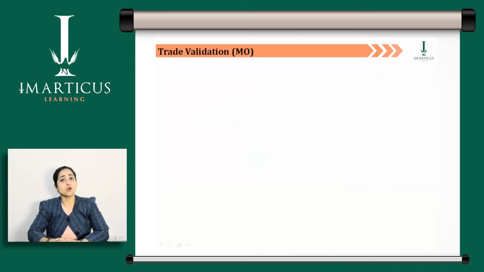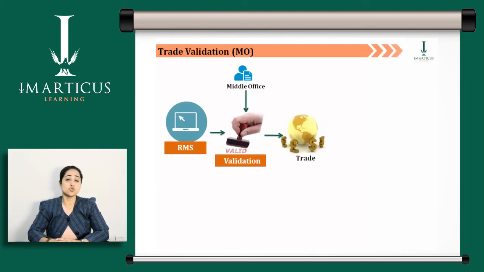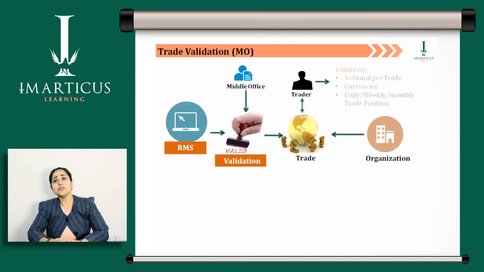The next step in the process and a very important function of the middle office is trade validation. Here, the middle office validates every trade captured in the RMS to ensure that the trade and the trader are within limits. Under the trade validation stage, the middle office will also check if the trade captured in RMS has been done within the limits set by the organization.